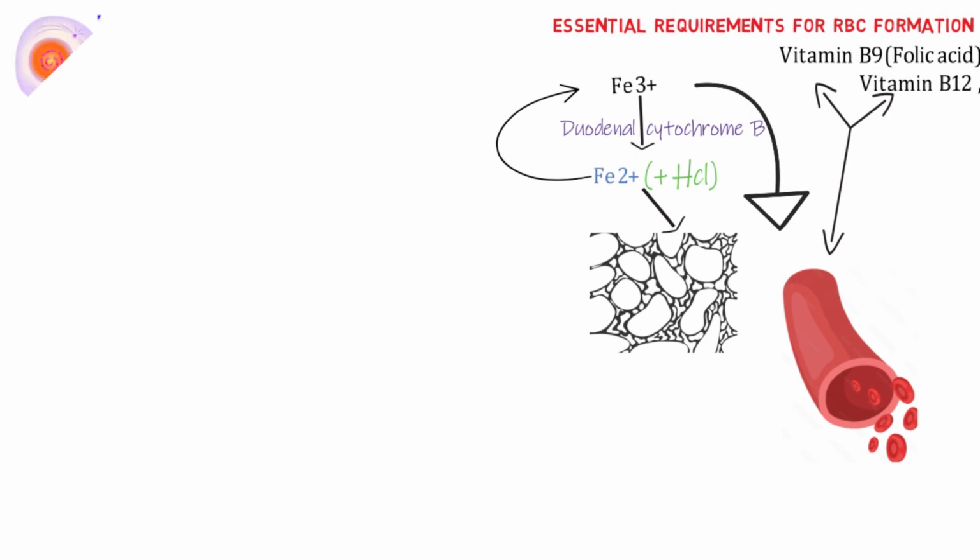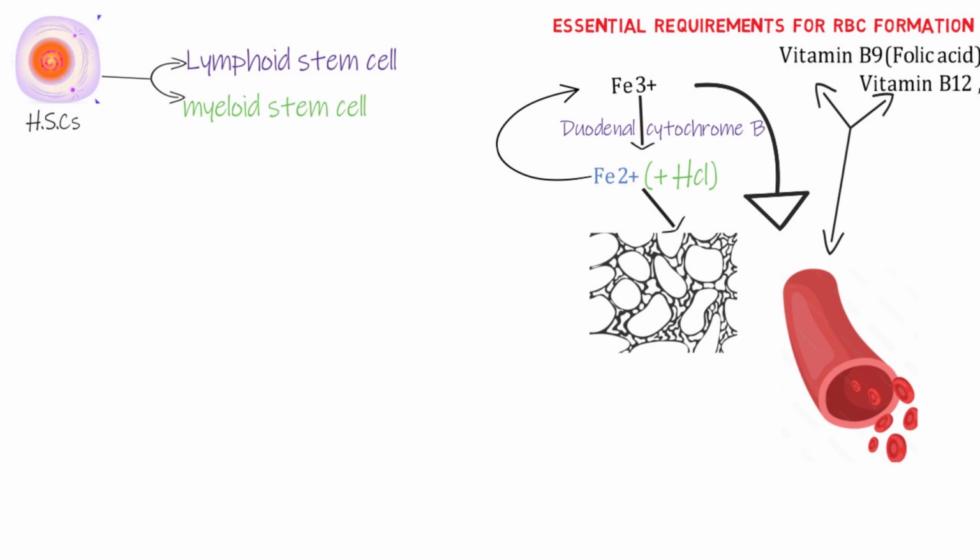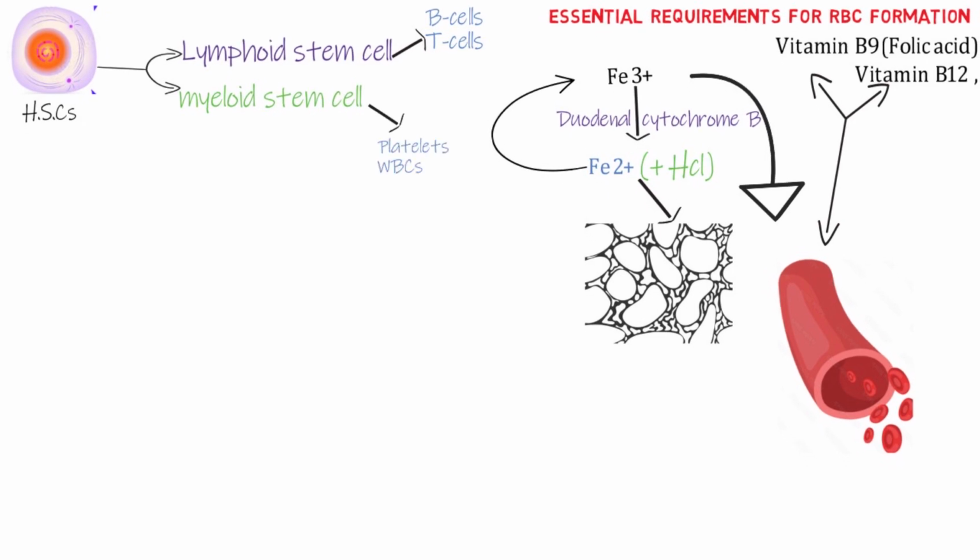So when we discussed hematopoiesis, we were able to establish that blood cells form from a self-renewable pluripotent stem cell called the hematopoietic stem cells. And this stem cell gives rise to two multipotent stem cells called the lymphoid stem cell and the myeloid stem cell. So we know that the lymphoid stem cell is responsible for producing the B and T cells, while the myeloid stem cell, which is trilineage in nature, forms the platelets, the white blood cell, and the red blood cells. And for the sake of this video, we will be focusing on the red blood cells.